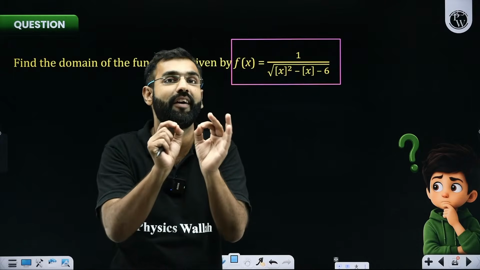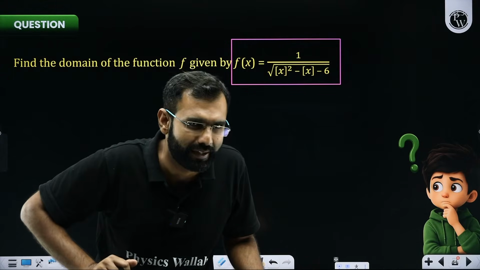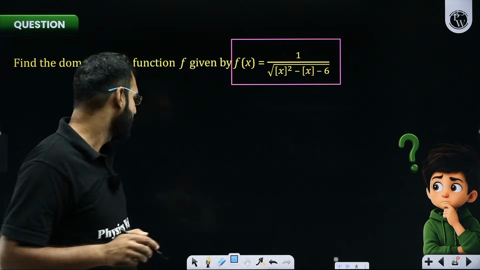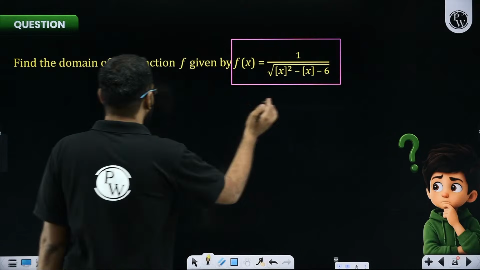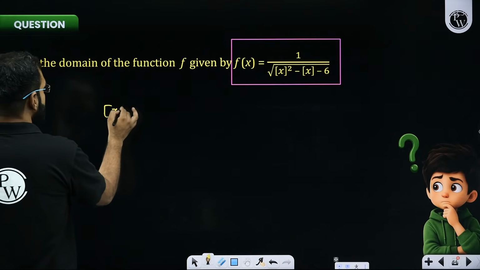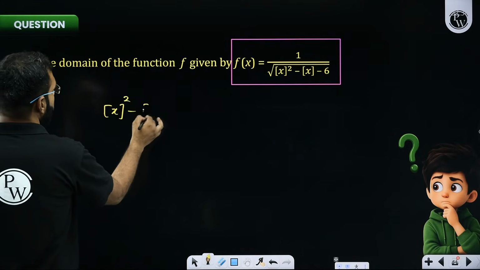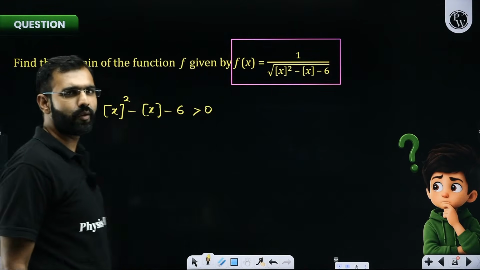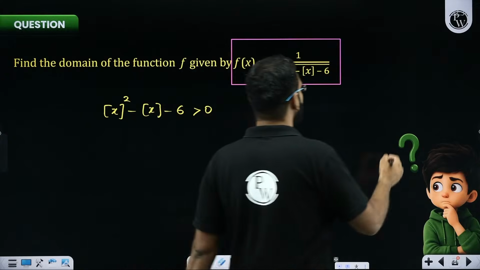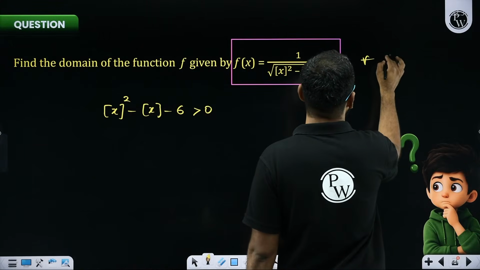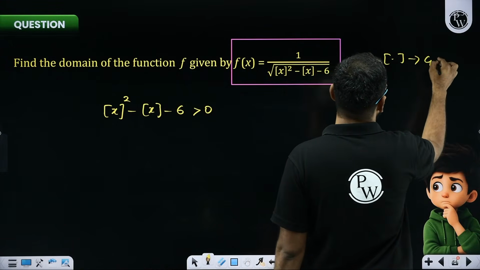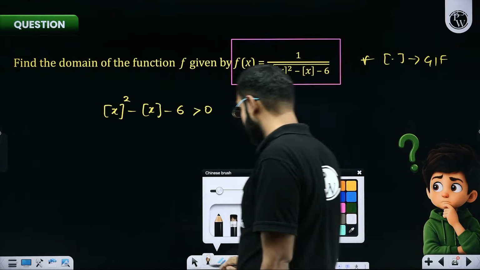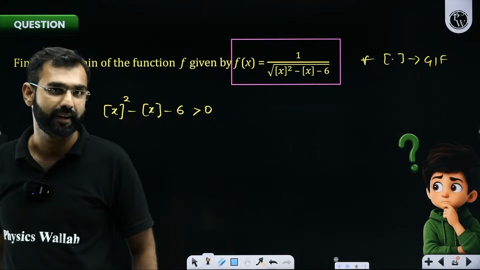So what is the final condition I'm supposed to put? Can you help me with that final condition which I'll be putting here? Anyone? I hope you do realize that the final condition I'll be putting here is GIF of x squared minus GIF of x minus 6 has to be positive. Sir, why not equal to 0? Equal to 0 means what? The denominator will become 0. Here you understand that this bracket sign represents GIF. This is not the GIF which you forwarded as messages. This is the greatest integer function. I hope you do understand it.